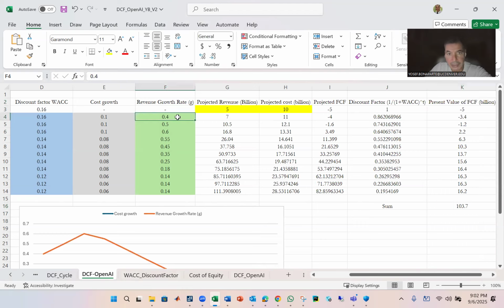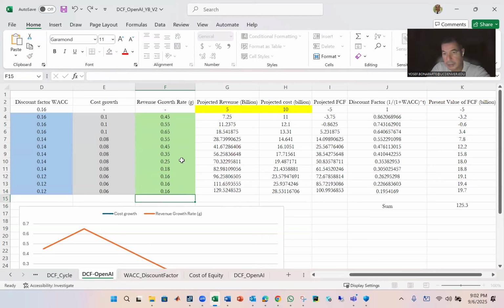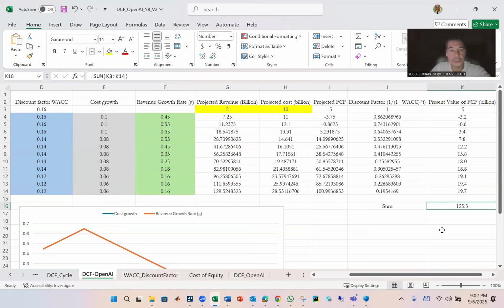Now, there are some studies showing that actually their growth will go to 65, 45, and then 55, and then 65, and then decline like this. In this case, the value of the company is 122 billion, 17. So that will be ChatGPT based on the very optimistic revenue growth. And some people think the terminal would be 16. So that would be 16, that would be 16, that would be 16. Then the company would be 125 billion point three.